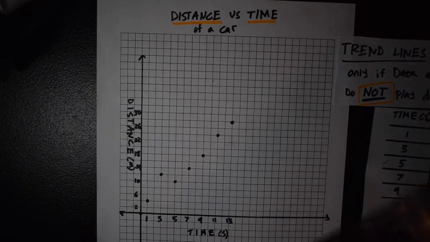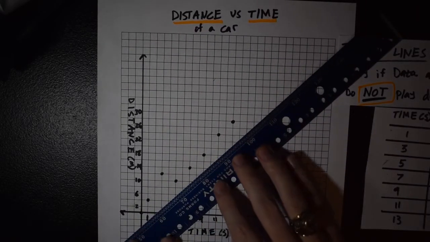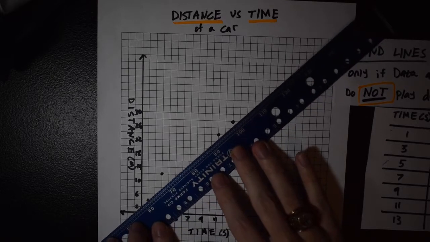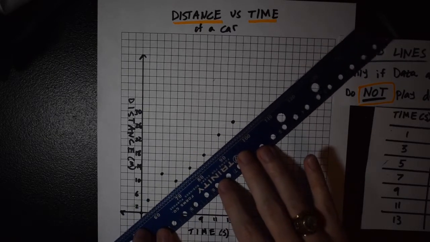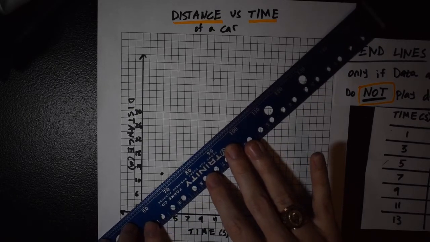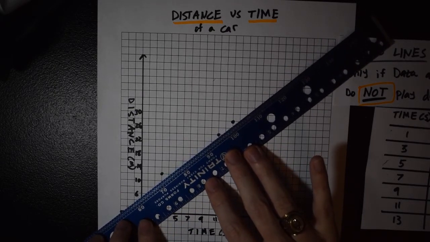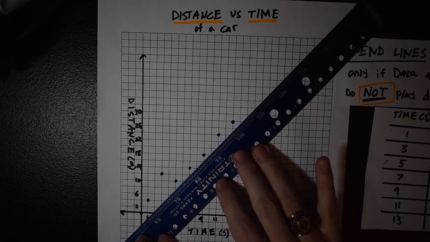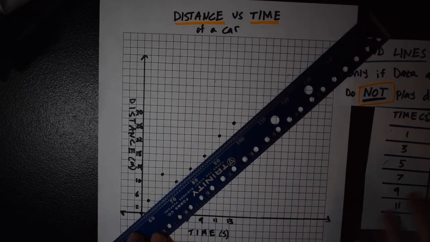Let's go ahead and put this ruler kind of next to it. I would say that data appears roughly linear. There's no real big curve to it or anything. It looks like it kind of follows this line. I know I'm covering up some of the data, but it looks like it's roughly linear.